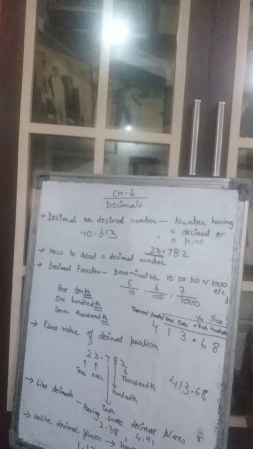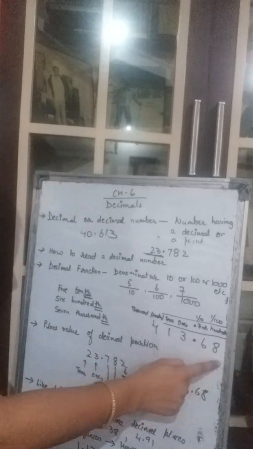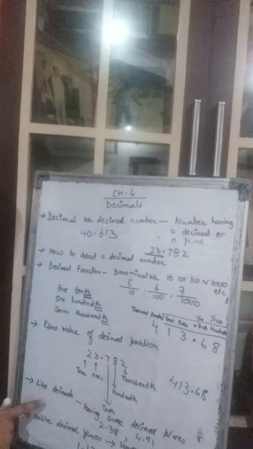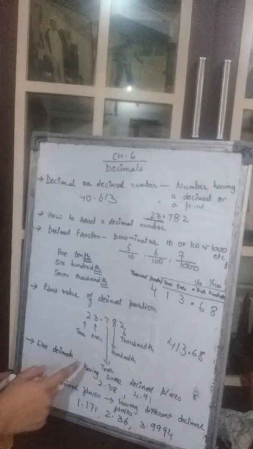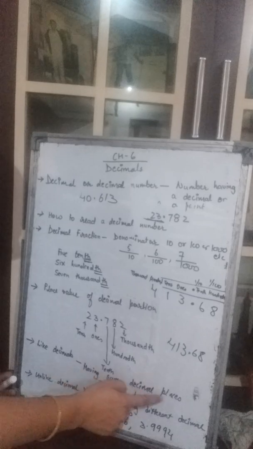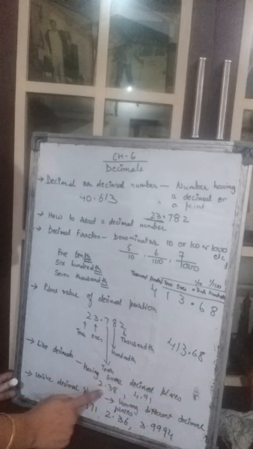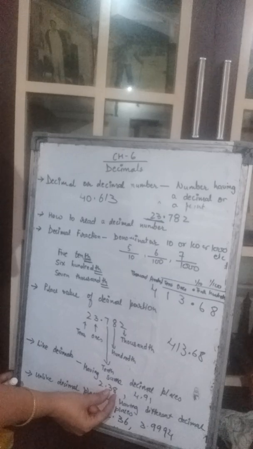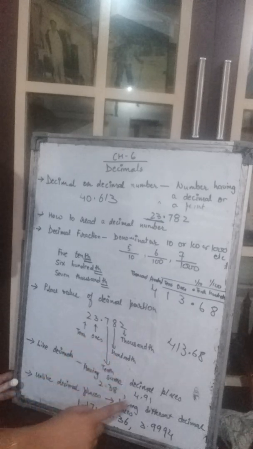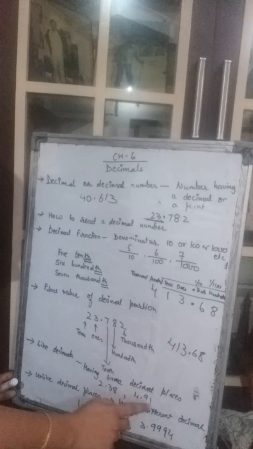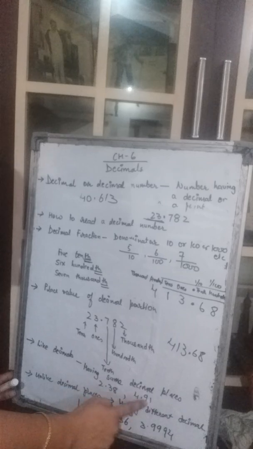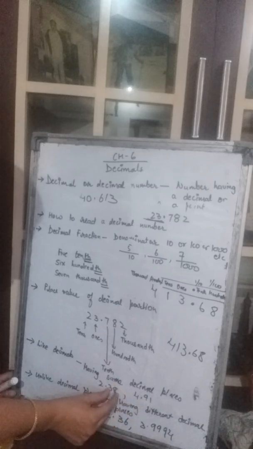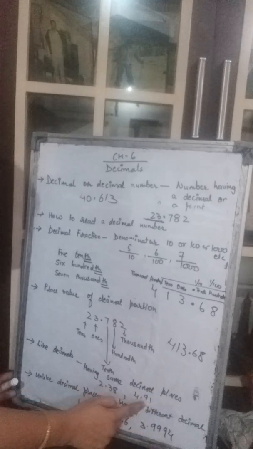Now, depending upon the place values, the decimals can be divided into two categories: the like decimals and the unlike decimals. Okay. So, what are the like decimals? Like decimals are those decimal numbers which have the same decimal places. That means 2.38. How many decimal places are they having? 2 decimal places. 4.91. How many decimal places are they having? Again here 2 decimal places. Digits may be different, but decimal places are 2 only, na? So these are the like decimals.